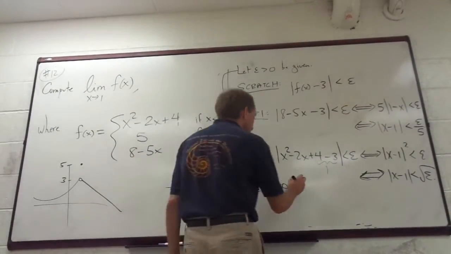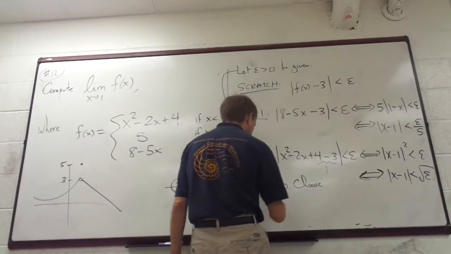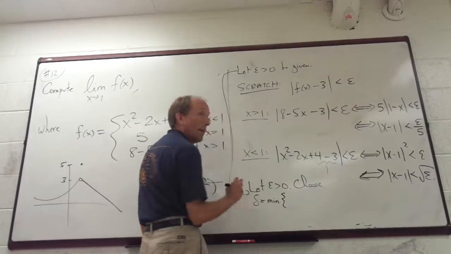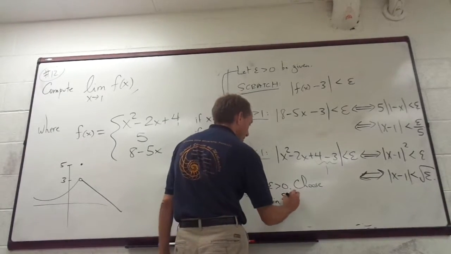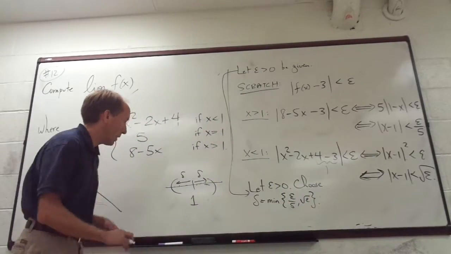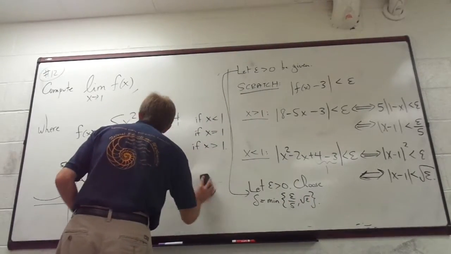Choose delta. So what's delta? It's the minimum of epsilon over 5 and the square root of epsilon. Exactly.